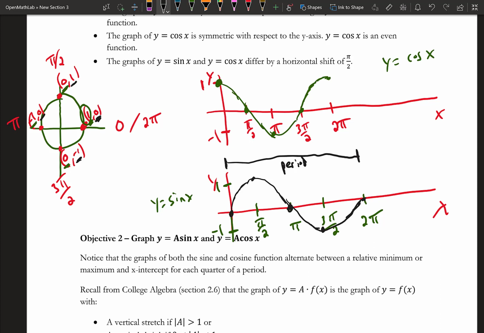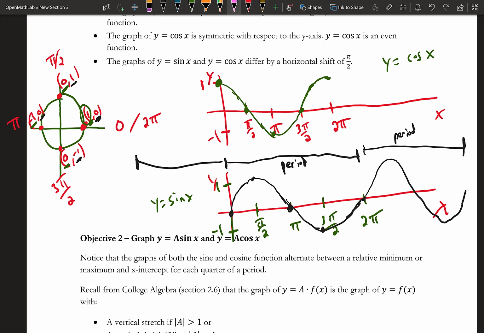As sine keeps continuing, it's going to keep going in this pattern, right? So this would be another period, and you keep having more and more of these periods. You'd have another period this way too, every 2 pi. So that's what we call a period.